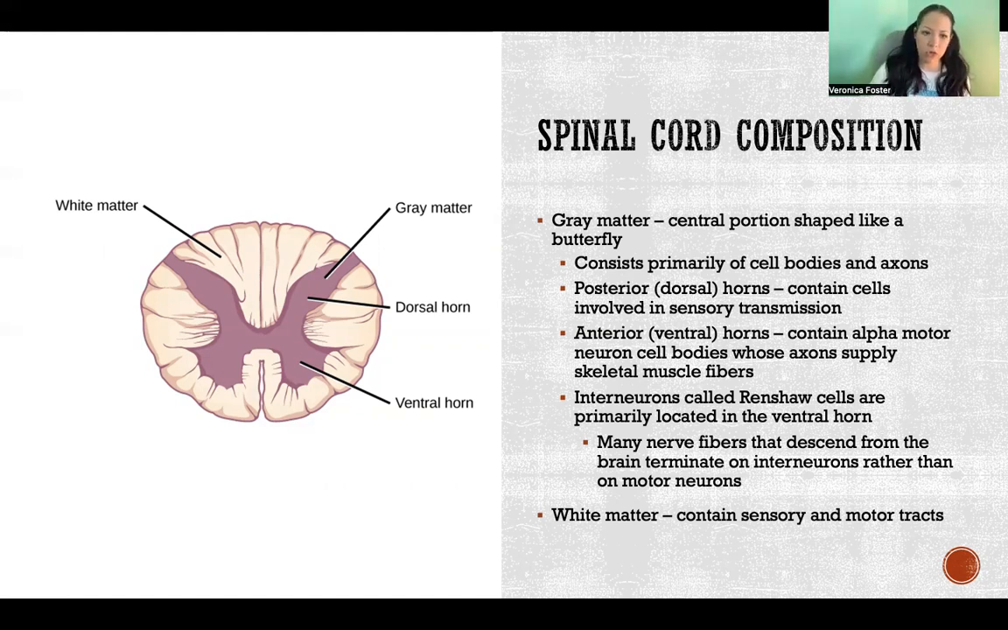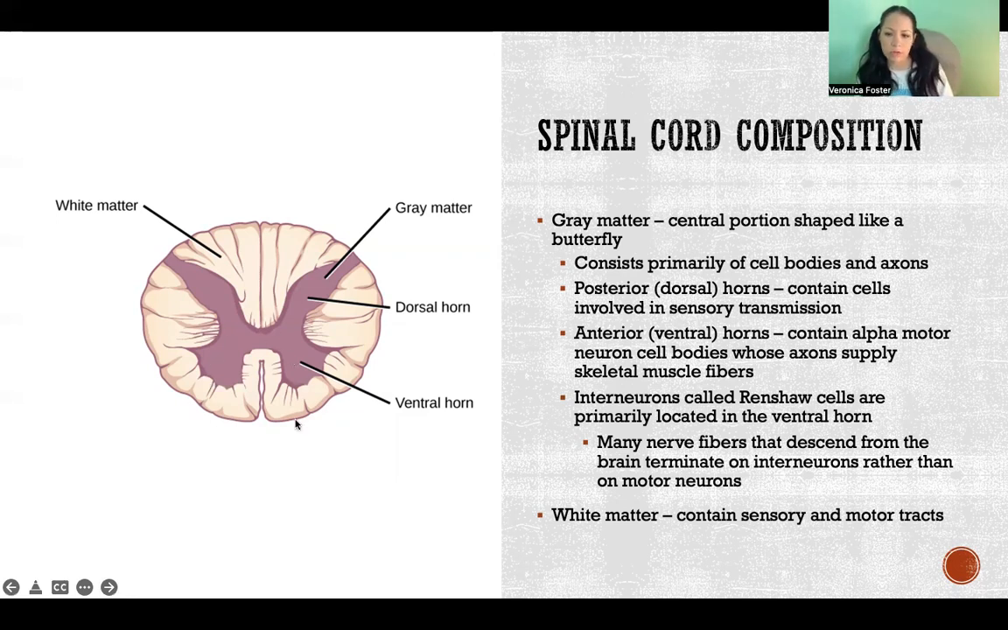So we have posterior or dorsal horns. That's this part here. There's a left and a right. And those mainly contain cells involved in sensory transmission. And then the ventral horns in the anterior portion over here contain alpha motor neuron cell bodies whose axons supply skeletal muscle fibers. Then we also have interneurons that are called Renshaw cells that are mostly located in the ventral horns. Okay, so in the anterior portion here.